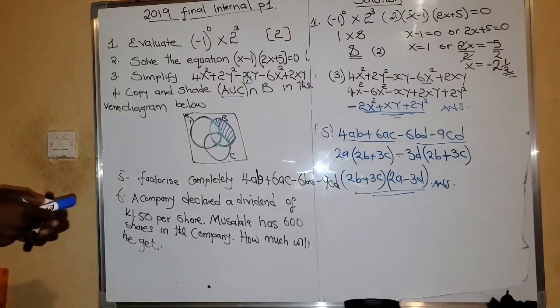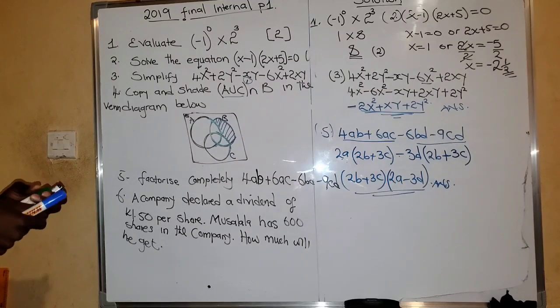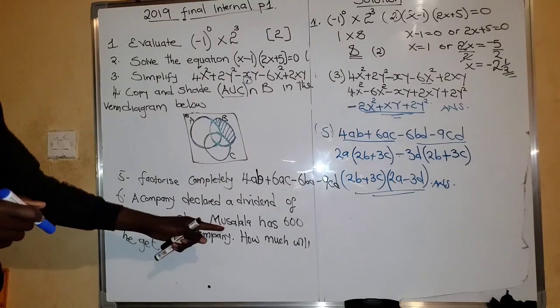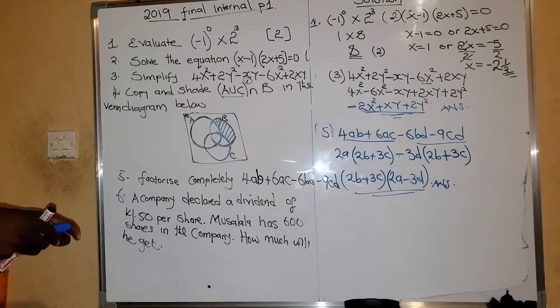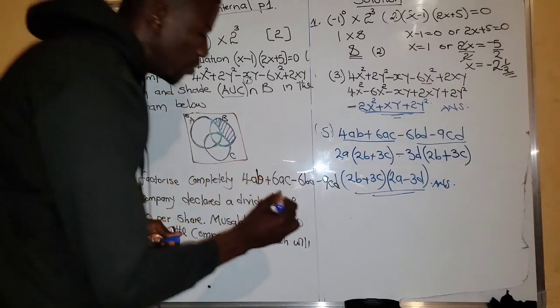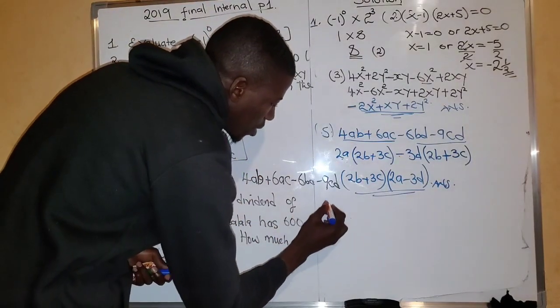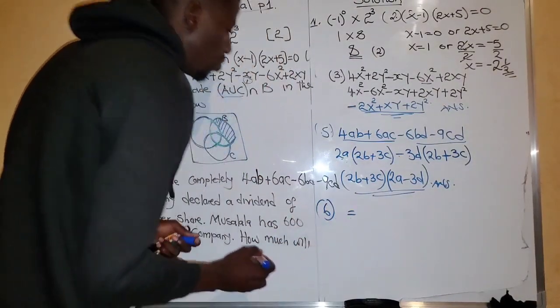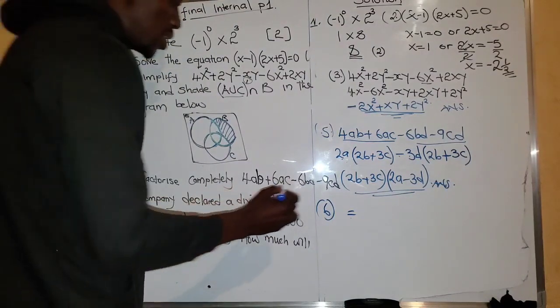We go to number 6. A company declared a dividend of 1 kwacha 15 ngwe per share. Musala had 600 shares in a company. How much will he get? So the total amount of money that Musala will get is just by multiplying the dividend declared times the shares that he has.